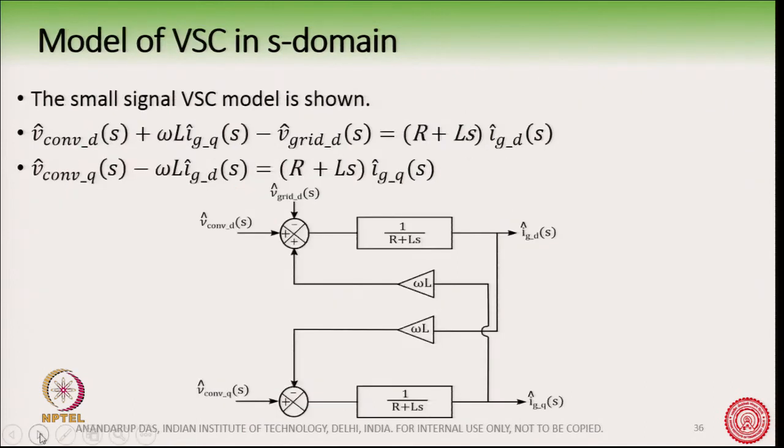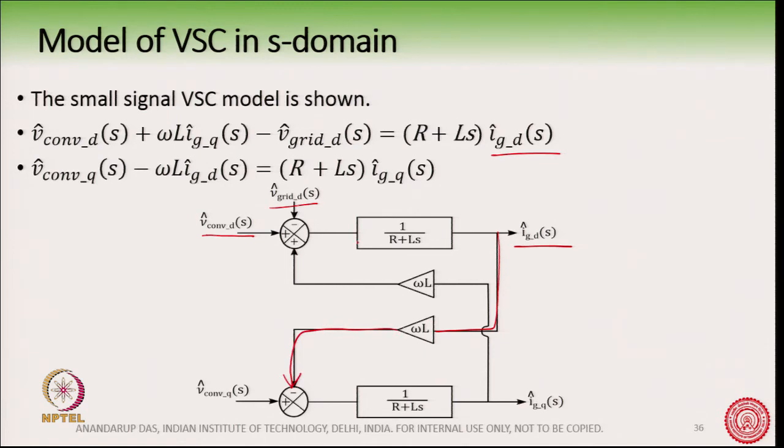Now I can draw this graphically as blocks. You see here V conv d is this one, then V grid d. I am just following this equation. The output is I G D. This is the output of this block here, and we are giving a voltage V conv d, and the output is I G D hat, which is the current, and then this I G D with this omega L comes here.